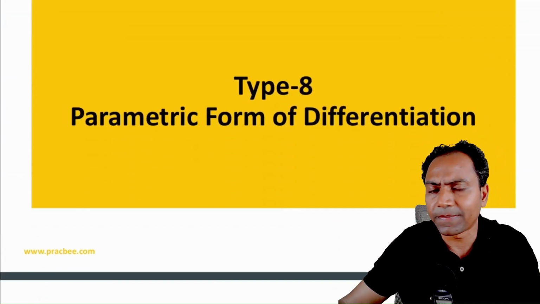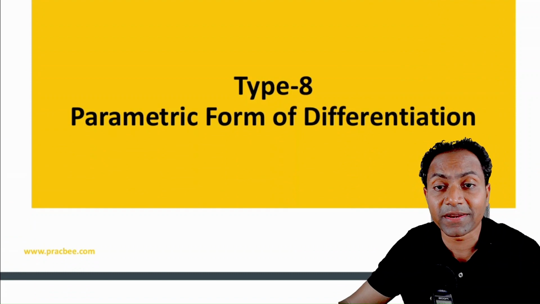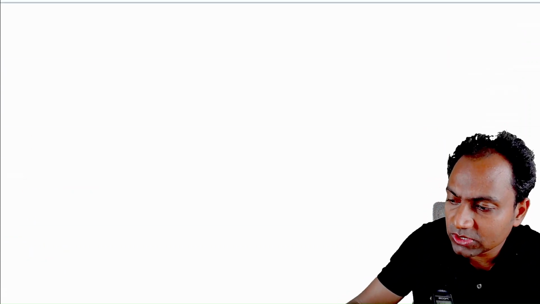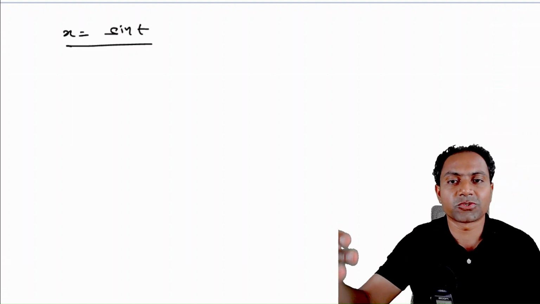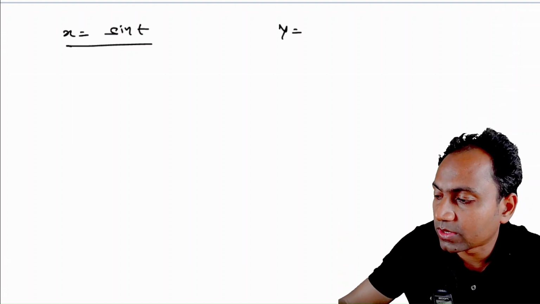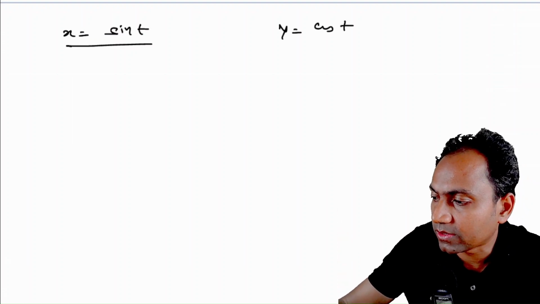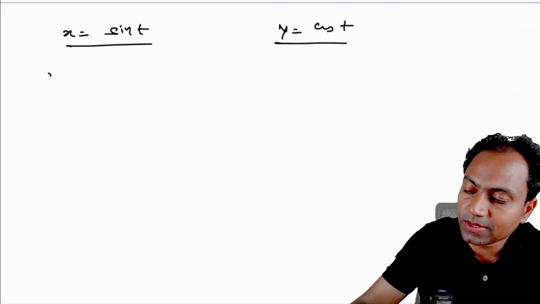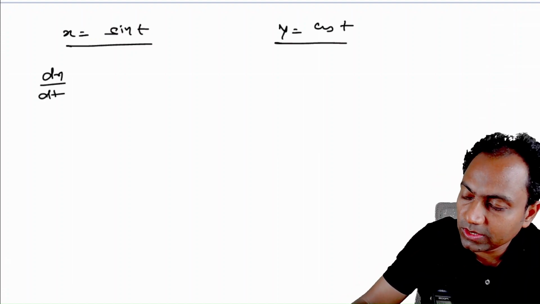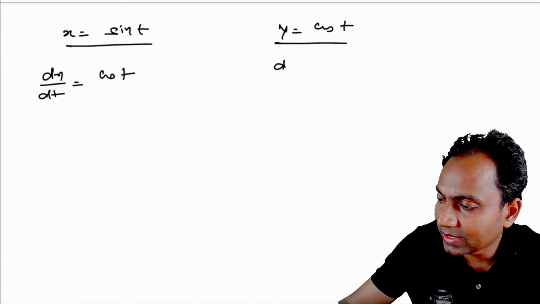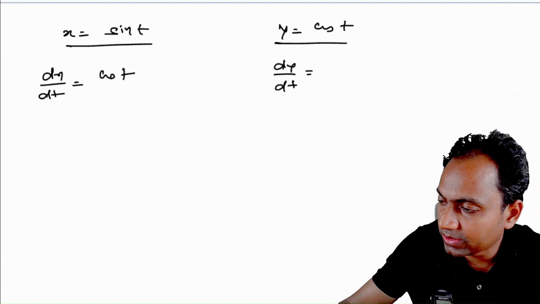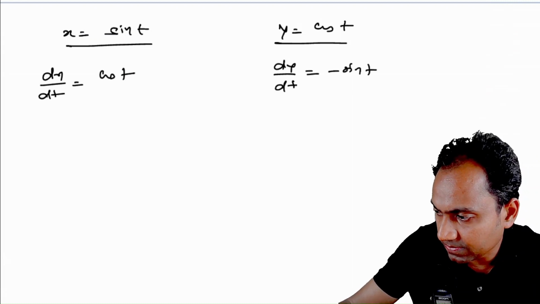If I move to type 8, it is nothing but the parametric form of differentiation, or parametric differentiation. Sometimes a function x will be given in terms of some other parameter, like t. So x is a function of t, like sin t. Similarly, y is also given as a function of t, like cos t. So what we will do is find the differentiation with respect to t. We'll find the value of dy with respect to dt.